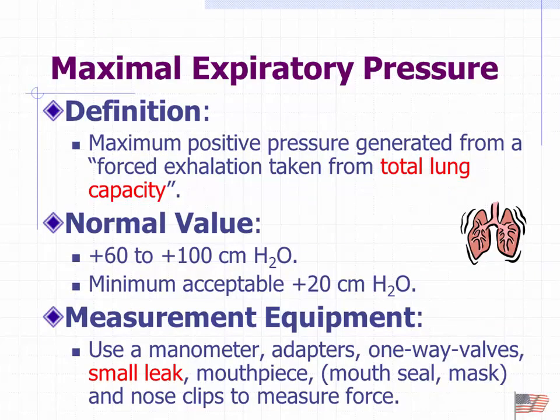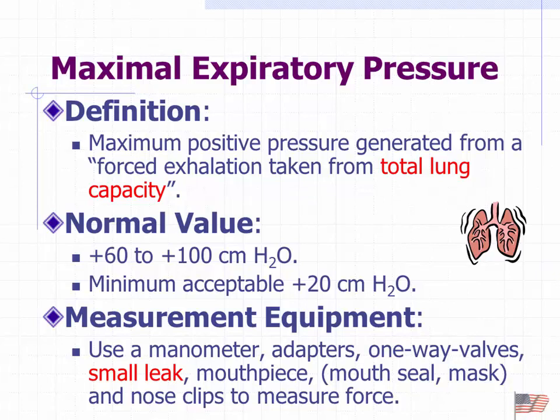Maximal expiratory pressure, on the other hand, is a little bit different. Here we want to go from total lung capacity and see how much pressure they can generate blowing the air out. Normal value, again, is positive 60 to positive 100 with a minimal acceptable value of plus 20. So they're mirrors of what we see on the inspiratory side.